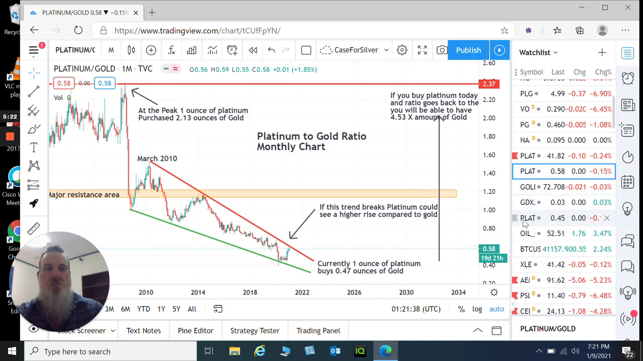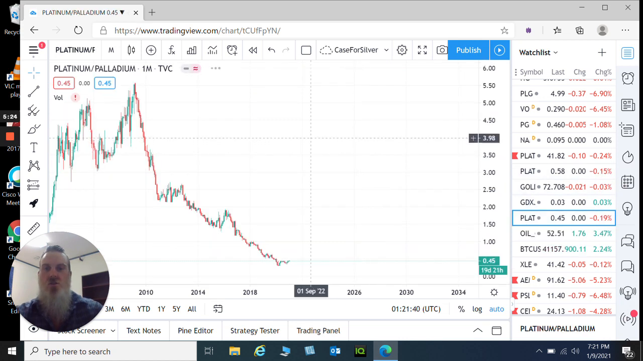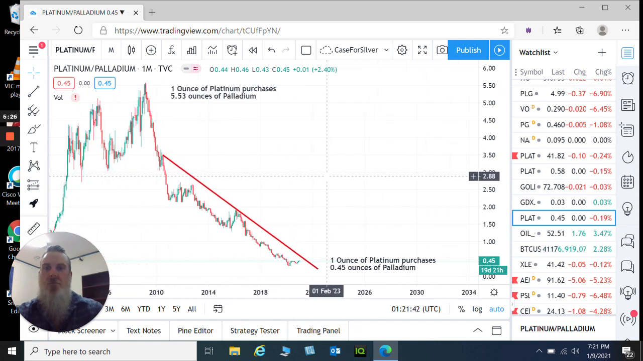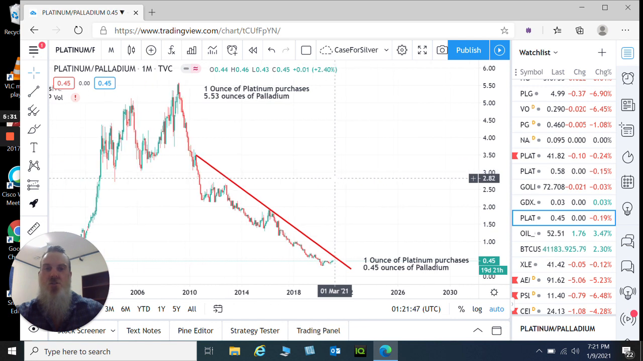Let's stick to platinum. I'm going to skip those two for now. Let's go to another platinum chart, which is comparing platinum and palladium. We know they're used in cars and everything.